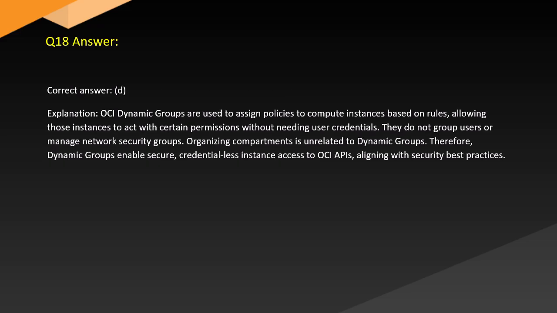Answer. Correct answer: D. Explanation. OCI dynamic groups are used to assign policies to compute instances based on rules, allowing those instances to act with certain permissions without needing user credentials. They do not group users or manage network security groups. Organizing compartments is unrelated to dynamic groups. Therefore, dynamic groups enable secure credential-less instance access to OCI APIs, aligning with security best practices.